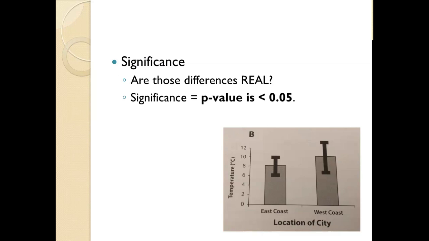because on any given day, the temperature on the West Coast might just be 6.5 degrees Celsius. 5 degrees different? That's not significant. That's not different enough. On a particularly strange day, the East Coast might be 10 degrees Celsius, while the West Coast might be 6 degrees Celsius.